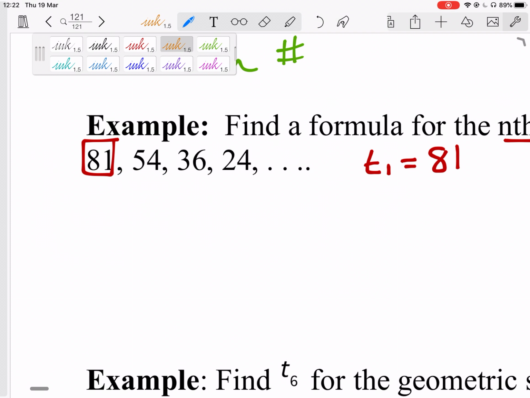In order to get from 81 to 54, sometimes it may not be entirely obvious. So if you don't know right away just by looking at the numbers what was multiplied, we can do a ratio, which is why they call it the common ratio, of the second number over the first, and then the third over the second. And these should end up simplifying to the same thing.